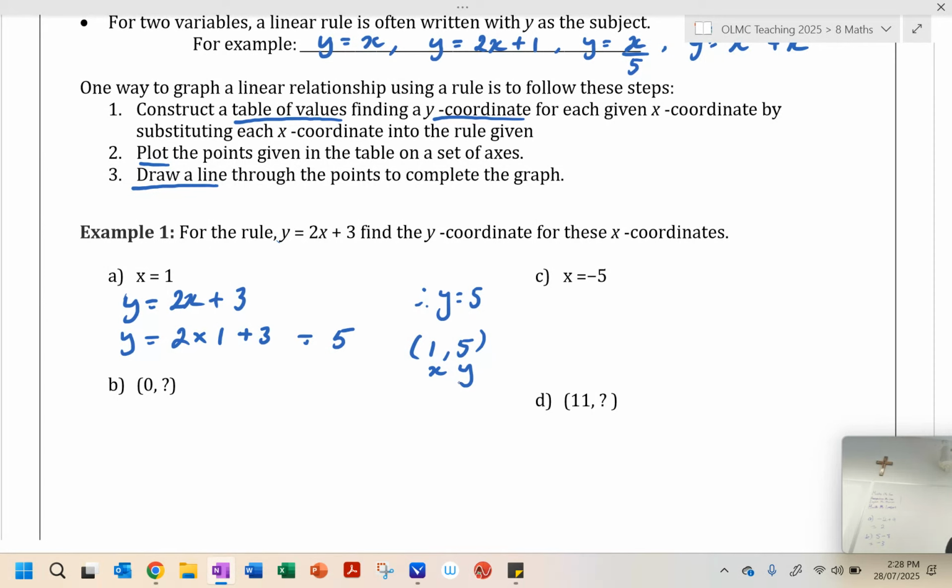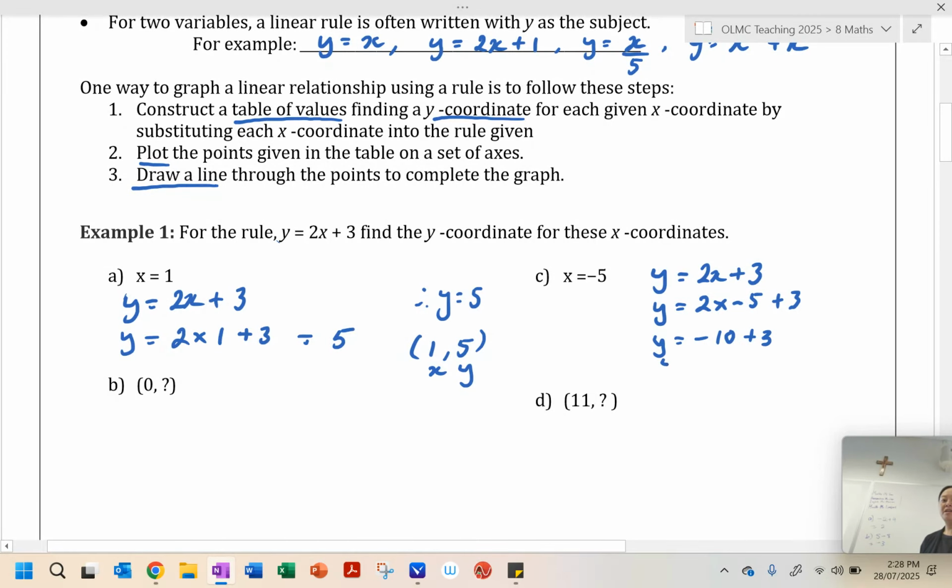Okay, so if you're given the value, like this is the ideal. You get given an x value and you work it out. So this one, x equals negative, I'll do this one next. X equals negative 5. So write your rule, y equals 2x plus 3. Substitute x equals negative 5 into this. So y equals 2 times negative 5 plus 3. And of course, as some of you are pretty good at it already, you could do this in your head when we do a table of values. Okay? 2 times negative 5 is negative 10 plus 3. And then negative 10 plus 3 is negative 7.